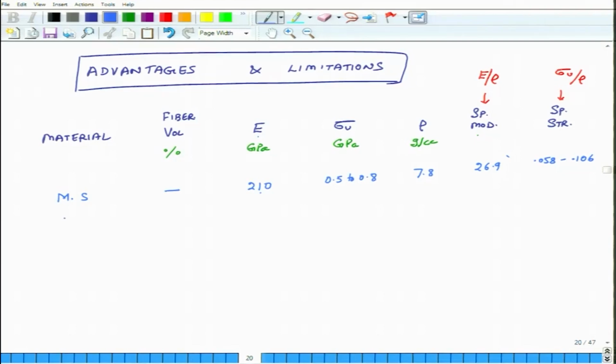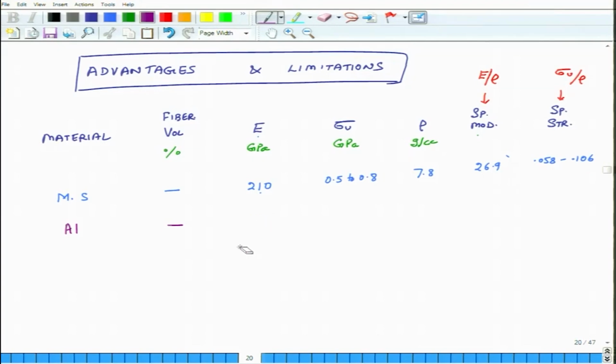So, this is one. Now, let us look at another metal. Mild steel is a metal. Let us look at aluminum. So, aluminum is again no volume fraction, modulus is about 78 GPa.